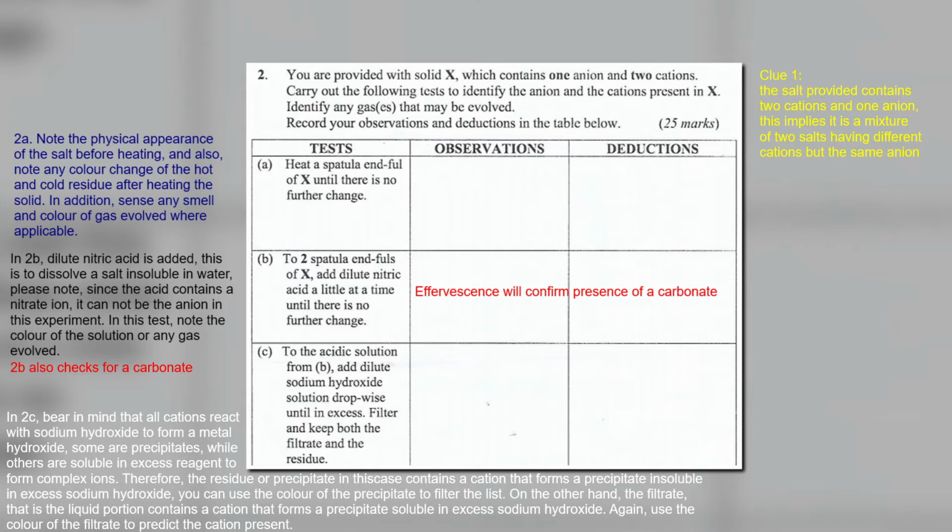On the other hand, the filtrate, that is the liquid portion, contains a cation that forms a precipitate soluble in excess sodium hydroxide. Again, use the color of the filtrate to predict the cation present. Therefore, 2c separates the 2 cations, one stays in the filtrate and the second one in the residue.